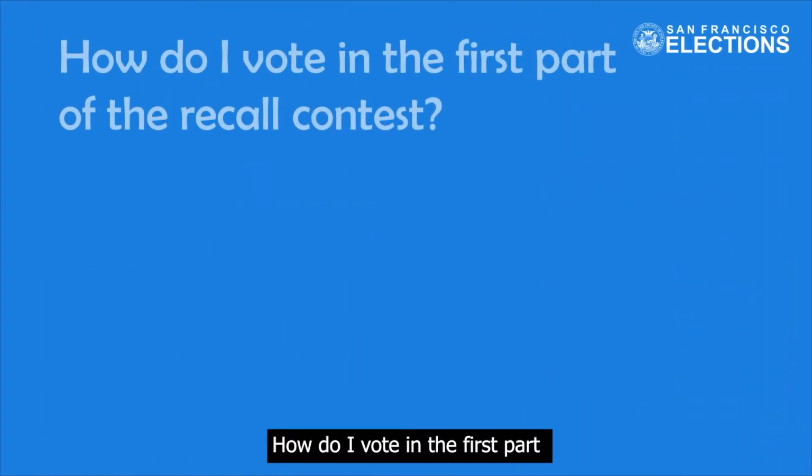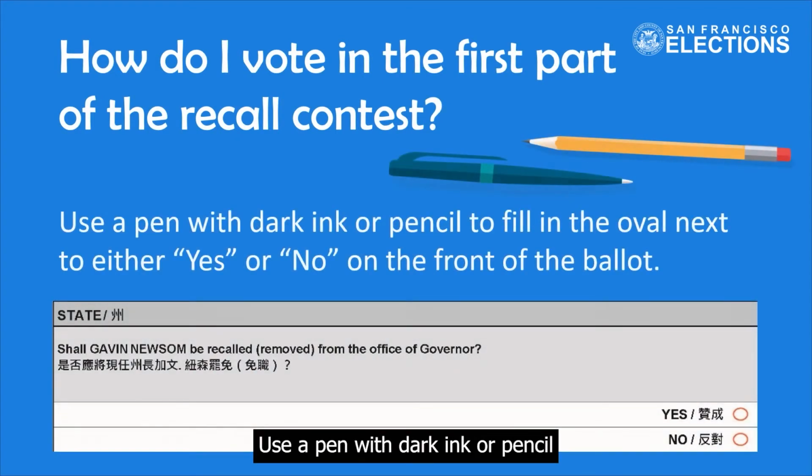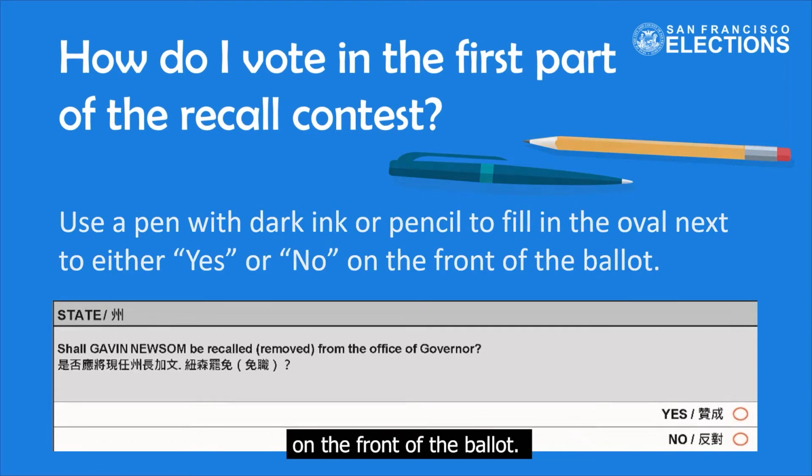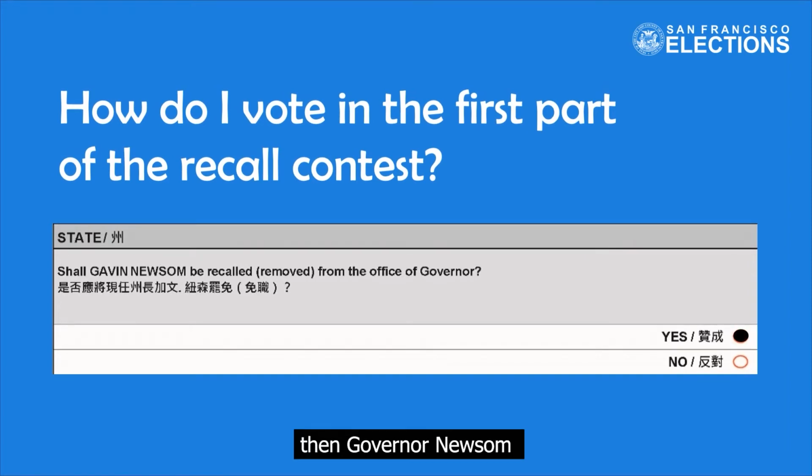How do I vote in the first part of the recall contest? Use a pen with dark ink or pencil to fill in the oval next to either yes or no on the front of the ballot. If most voters select yes in the first part, then Governor Newsom will be removed from office. If most voters select no in the first part, then Governor Newsom will remain in office.